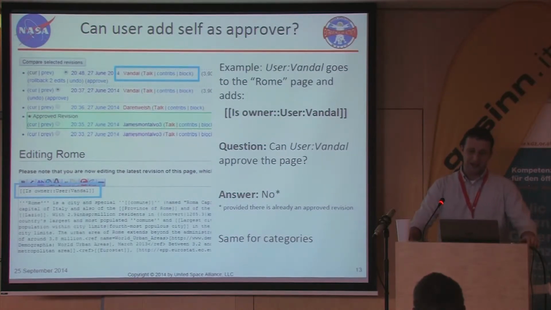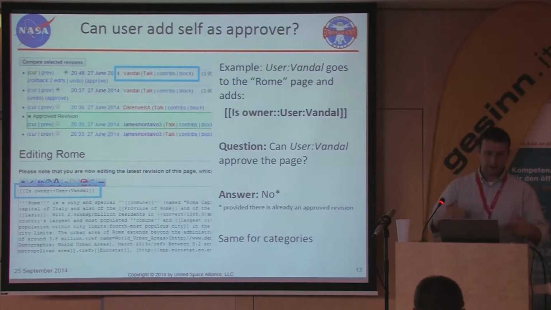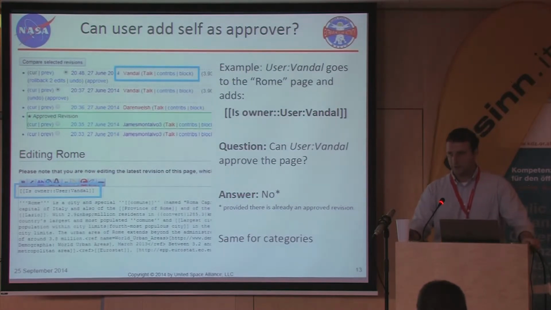So the one caveat to that is that if there isn't already an approved revision on the page, then the latest revision is where the semantic data comes from. So I could add myself first, I could add category approvals required, and then I could also add is owner James Montalvo. And then I'd be able to approve the page. But the page wasn't previously really approved anyway, so it's not as big a deal at that point.